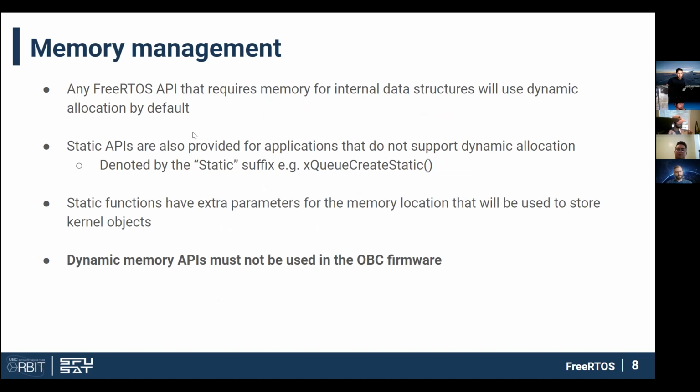So by default, FreeRTOS uses dynamic memory allocation for all APIs. So anytime the kernel requires some internal storage for kernel objects, it will use malloc to allocate that memory. They do provide static APIs denoted by the suffix static. So if you want to create a queue with dynamic memory, use queueCreate, static memory, queueCreate static. So in the OBC firmware, we will be using the static version of all APIs. Dynamic memory is generally forbidden and not preferred in real-time systems for a number of reasons.